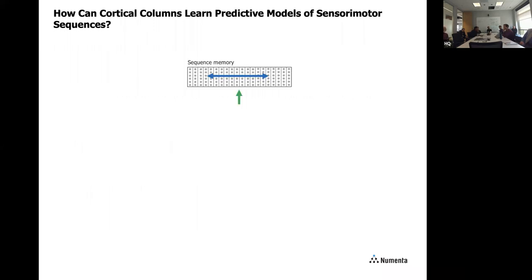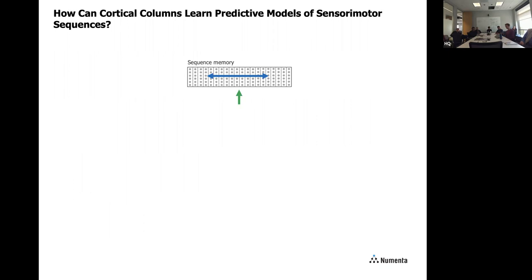So the first part of it: how can a cortical column learn predictive models of sensory motor sequences? What are the algorithms? In the neuron paper, we discussed the sequence memory, and we reviewed that a little bit last week.